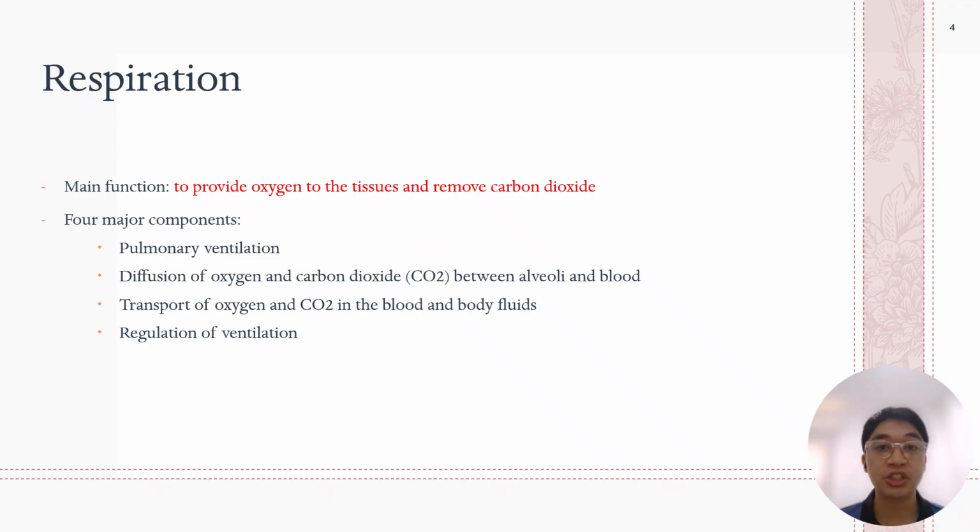So the main function of our respiration is of course to provide oxygen to the tissues and especially to remove carbon dioxide. Now there are four major components of our respiration. It is composed of the pulmonary ventilation, the diffusion of oxygen and carbon dioxide between your alveoli and the blood, the transport of oxygen and carbon dioxide in the blood and body fluids, and finally the regulation of ventilation.